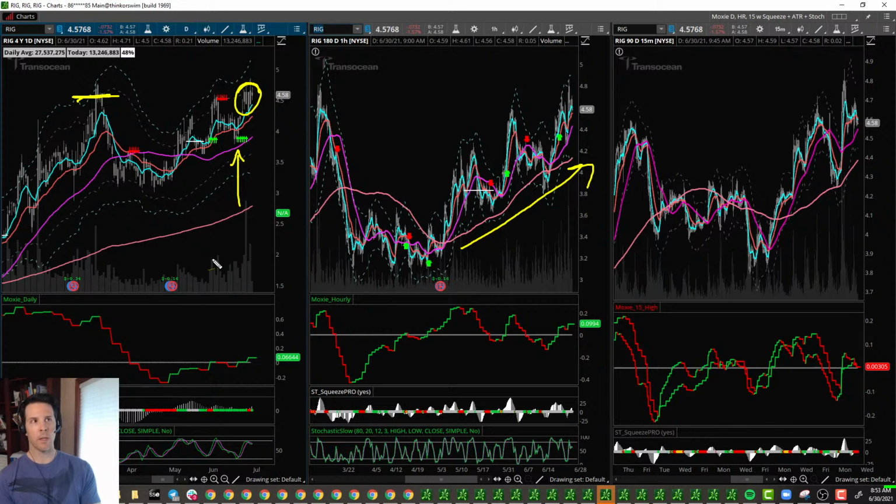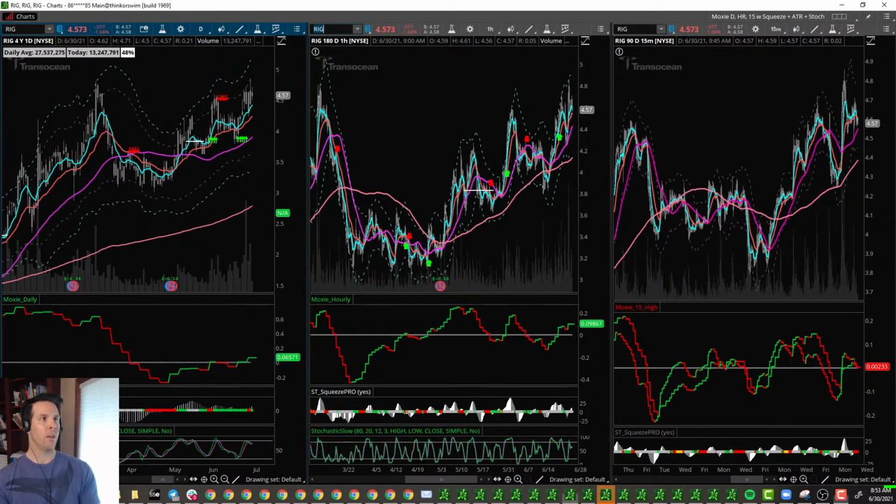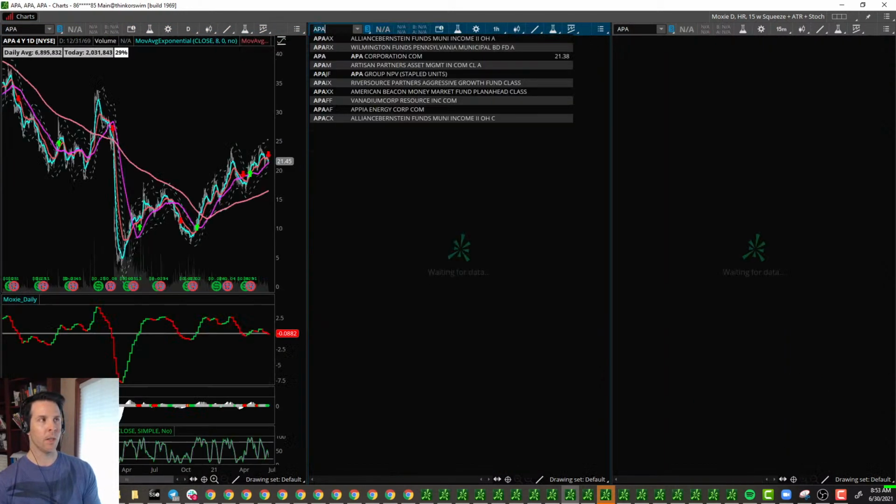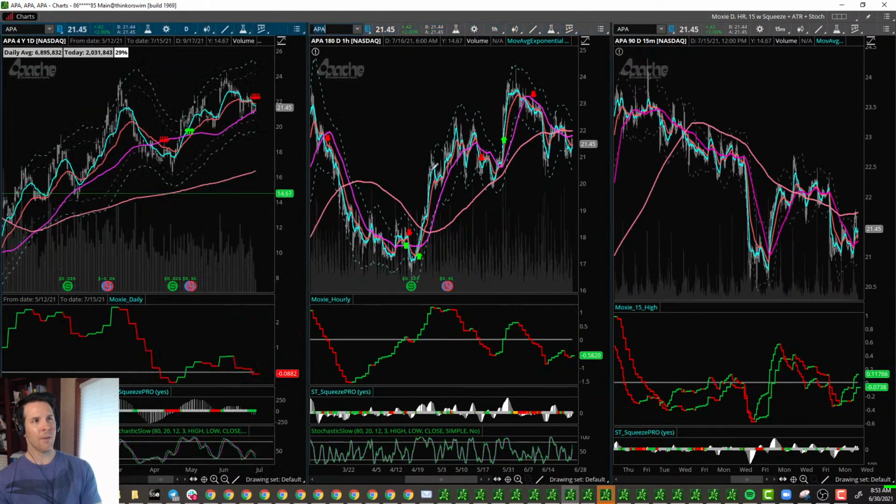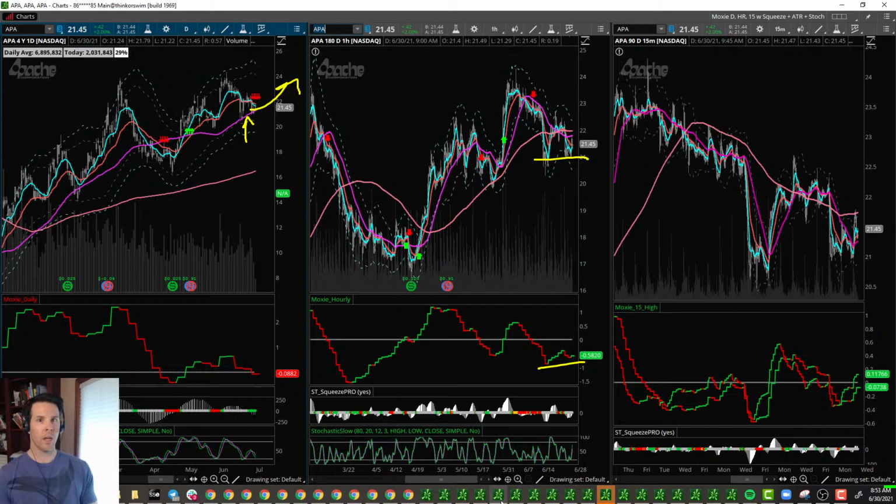And so, yeah, maybe it can break out. RIG's looking okay. And then the APA is another one that kind of comes to mind. It's having a harder time, but maybe what it's doing is just resting here at the daily 50 before moving up. As long as it can stay above an uptrending daily 50, it should be okay. And maybe even here, we're starting to see a double bottom with some positive divergence on the hourly time frame. So there's a variety of positions and performances in the oil group.